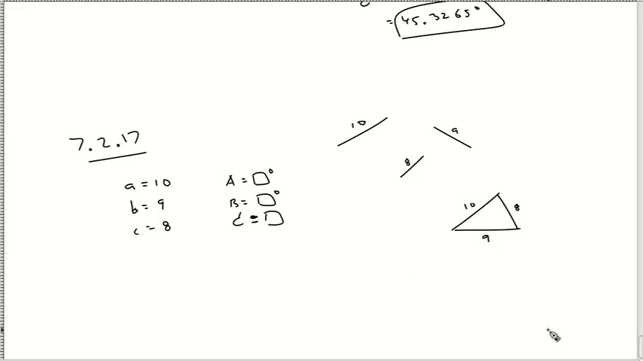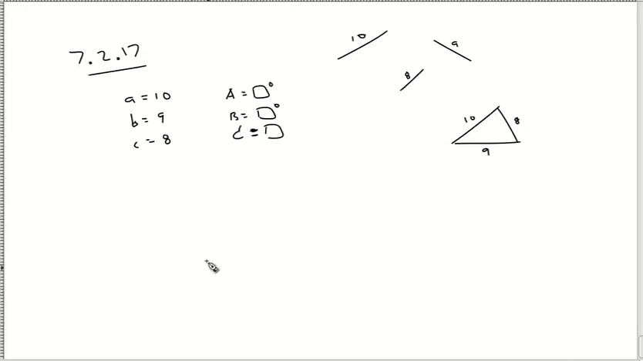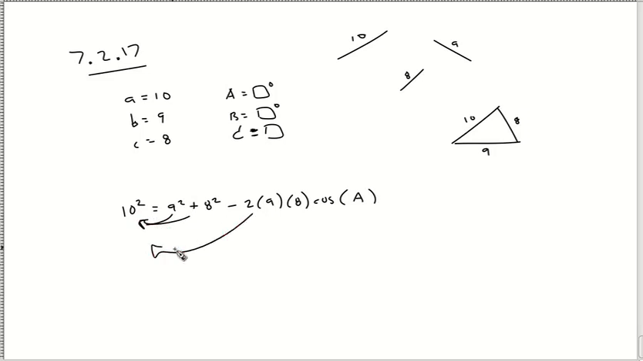But now, mathematically, how do we make this thing happen? Well, I'm going to do the law of cosines again, but now it's a squared is equal to b squared plus c squared minus 2 times the 9 times the 8 times the cosine of A. So we need to solve for A. What I do is I actually subtract these over to the other side, and then I'm going to divide this over here.